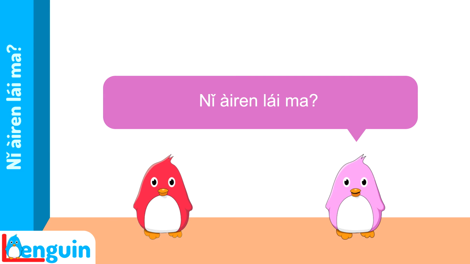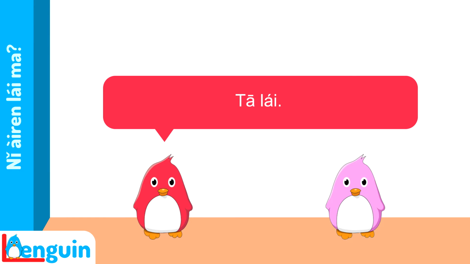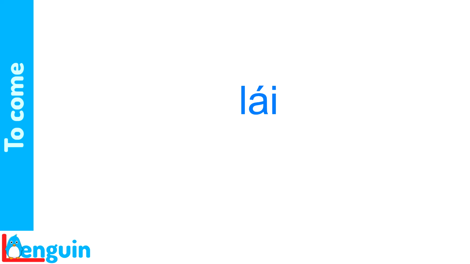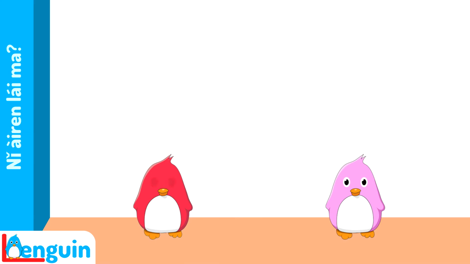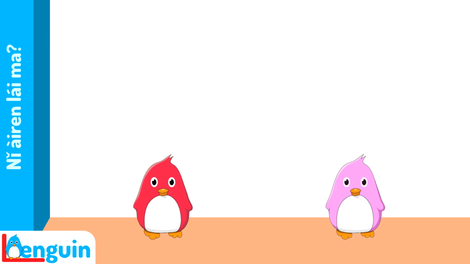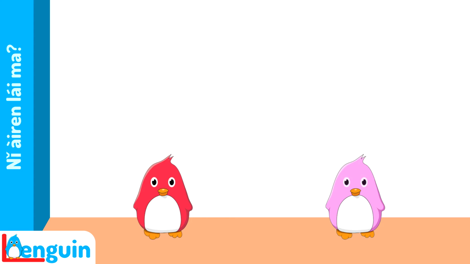你爱人来吗？ She is coming. 他来。 Here's the verb to come. 来。 Listen for the verb to come, 来, in the live exchange. 你爱人来吗？ 他来。 Try translating it. Is your wife coming?